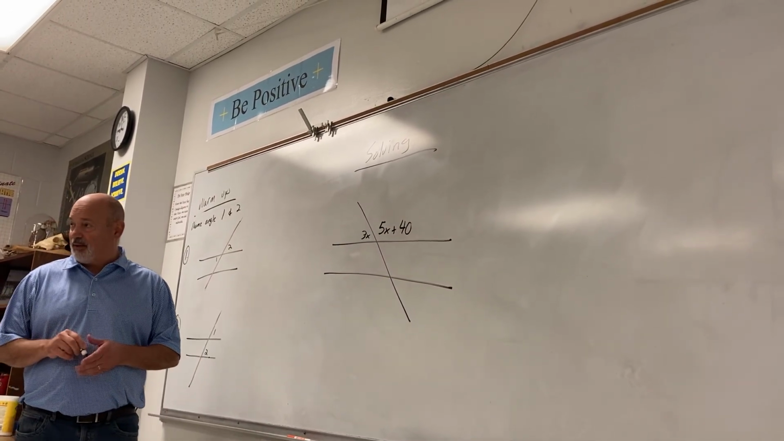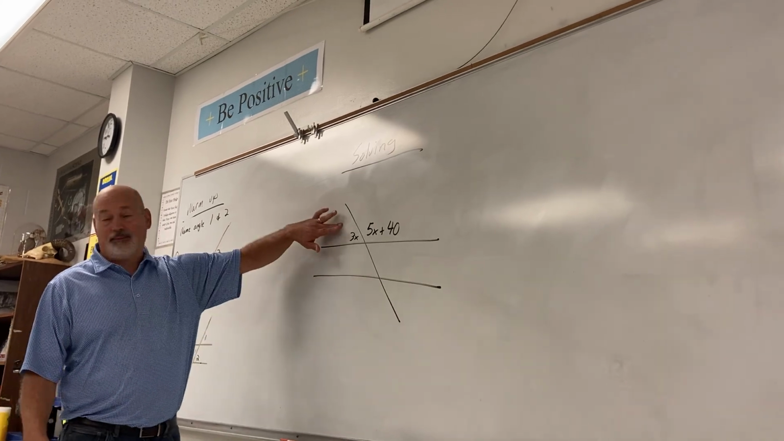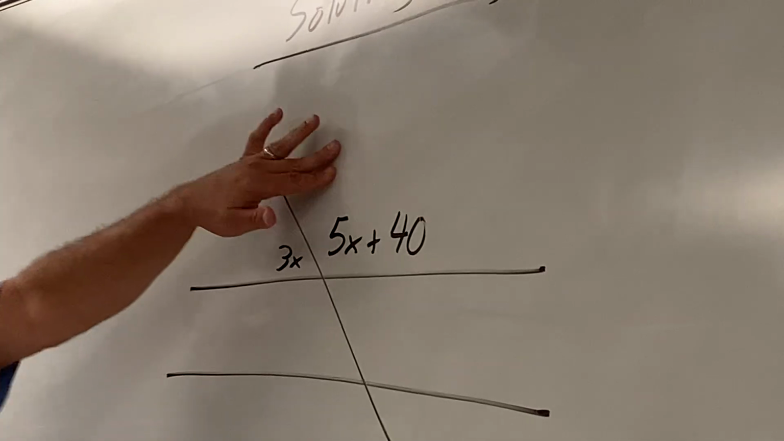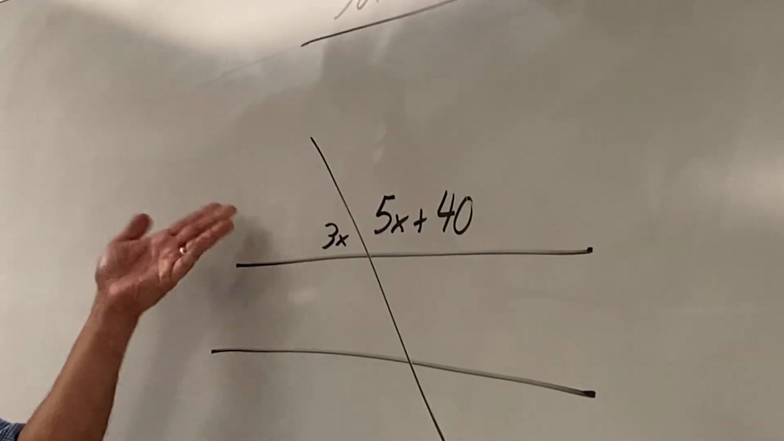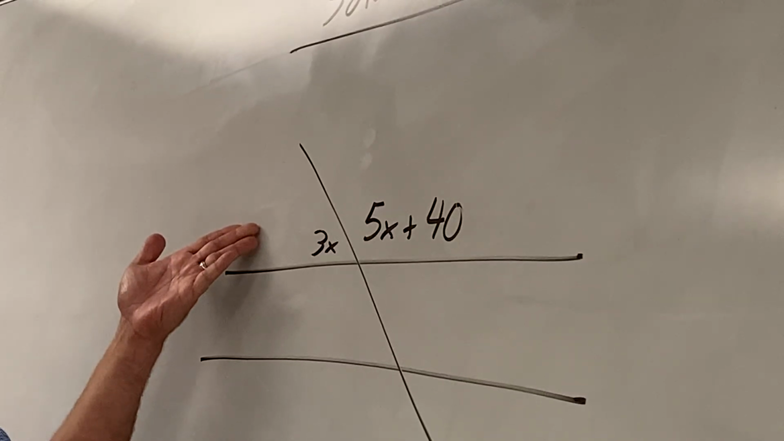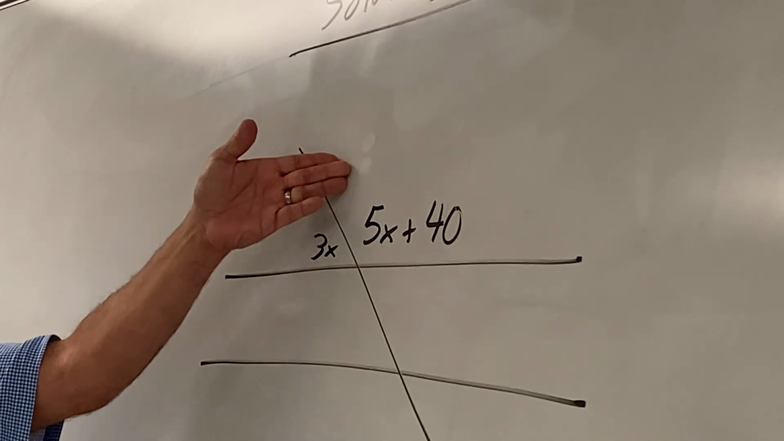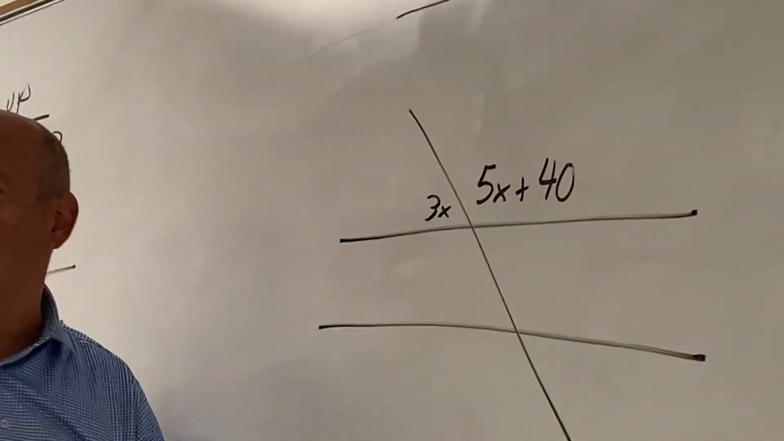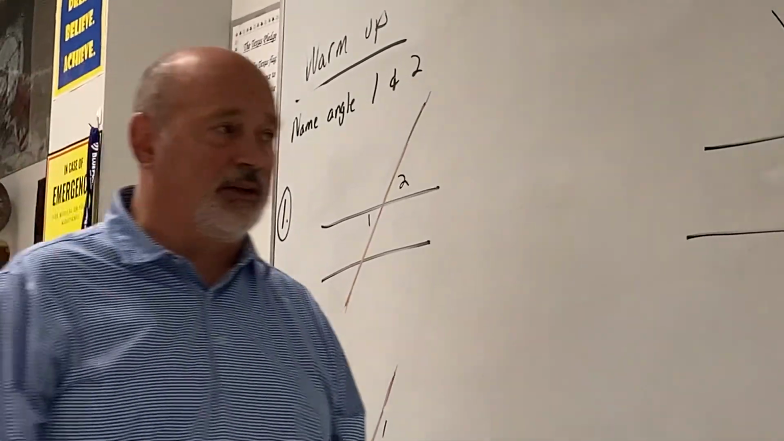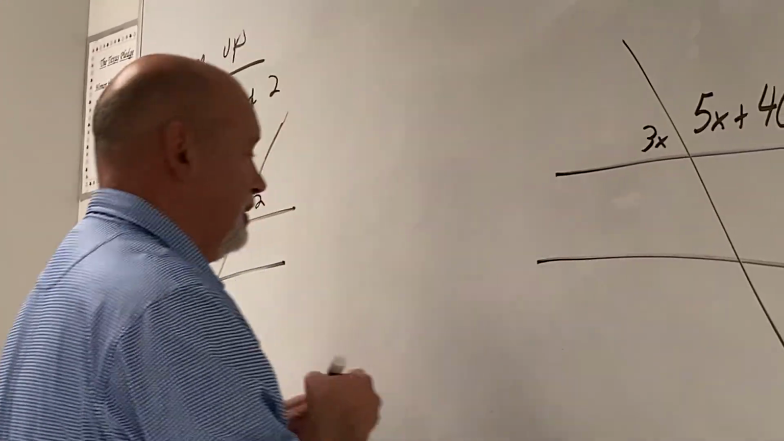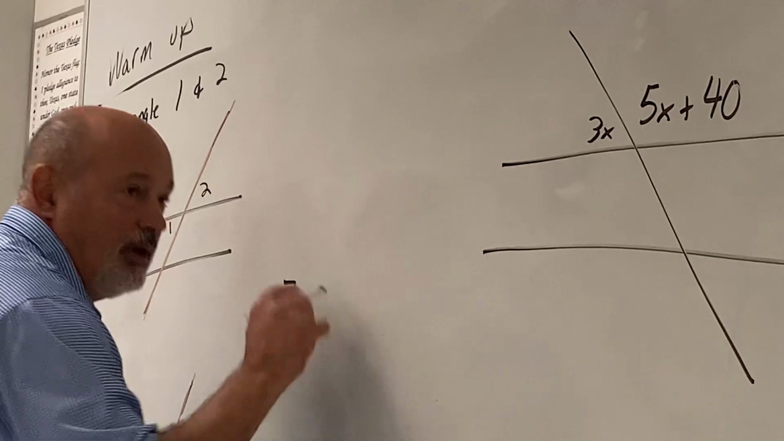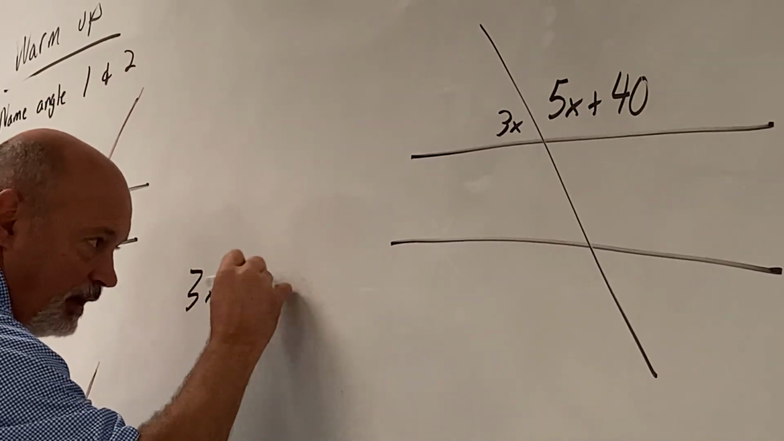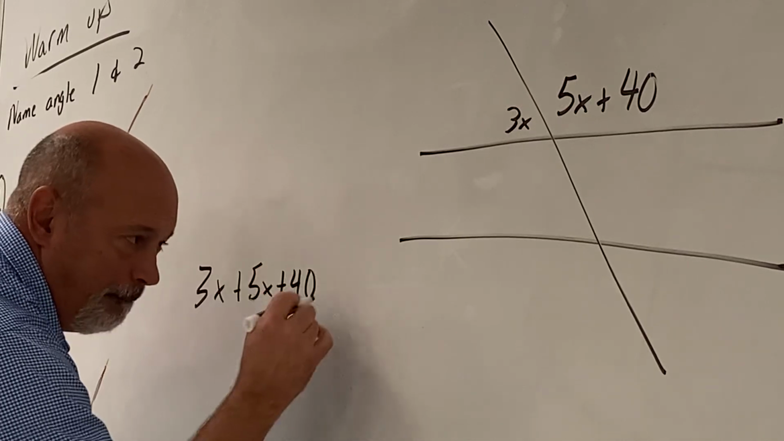Now let's think about this for a minute. What is this one? Big or little? Little. What's this one? Big. Okay, do we know how many degrees that one is? Well, what do we know if I add them together? They gotta equal 180, y'all agree? So let's add this plus that and make it equal to what?